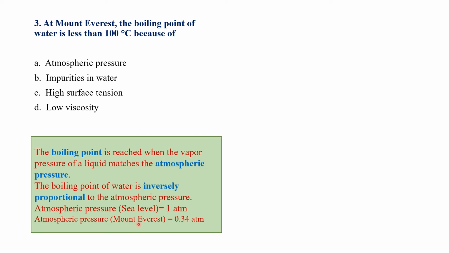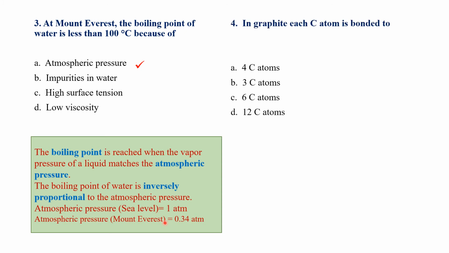At Mount Everest, the atmospheric pressure is 0.34 atmosphere. So the water will boil at a lower temperature compared to 100 degrees C. So because of atmospheric pressure, the water will boil at a lower temperature than 100 degrees C. For Mount Everest, that is 68 degrees C. So option A is the correct answer.